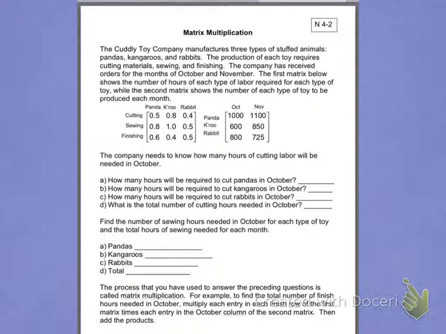the way we do. This particular word problem talks about the Cuddly Toy Company, and they make 3 types of stuffed animals: pandas, kangaroos, and rabbits. The production of each toy requires to cut some material, sew it, and finish it. And they have orders for October and November. And so we have 2 matrices listed here. The first one talks about the number of hours of each type of labor required for each type of toy. And the second matrix talks about the number of each type of toy every month.